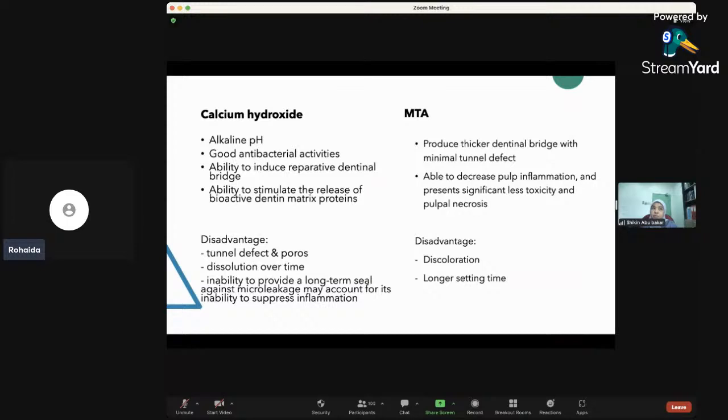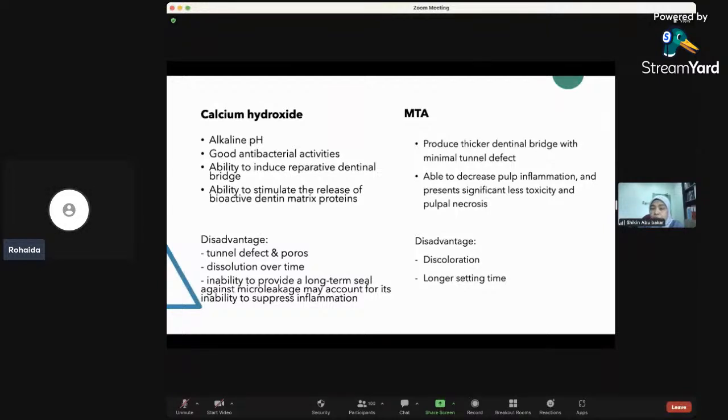Just imagine if our patient that we do pulp capping treatment on is at the age of 10, so the tooth should be there. We never know how long the patient can live. So definitely it will have an impact on the prognosis for the tooth. And also the disadvantage is the inability to provide a long-term seal against microleakage, which definitely will have an effect on the prognosis.